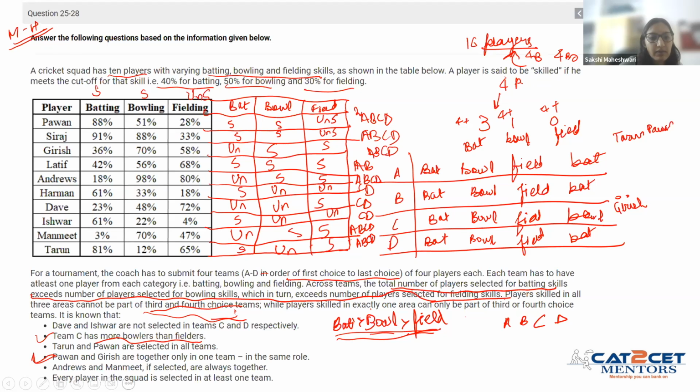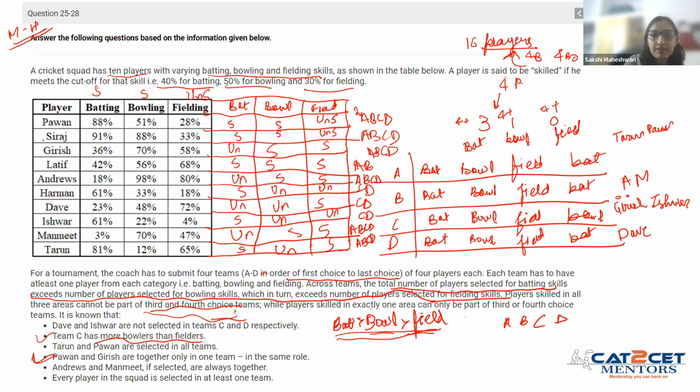Every player in this squad is selected in at least one team. So that means Andrews and Manmeet will be together. Then Dave and Ishwar are not selected in teams C and D respectively. So they can either get selected in C or D only. Now Dave is not getting selected in C, so he will get selected in D. And vice versa for Ishwar. Right? Now, these two are together, Andrews and Manmeet. So here we already have Dave and Tarun and Pawan. So Andrews and Manmeet will be here. Right. So I think we are left with just one player.